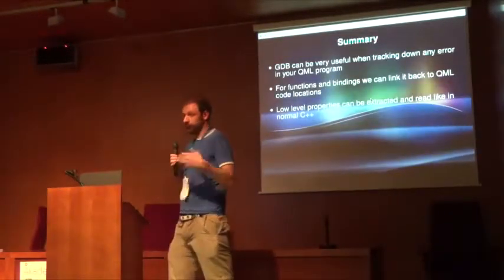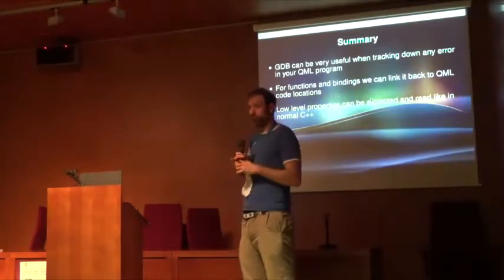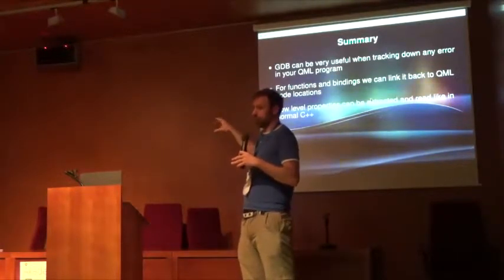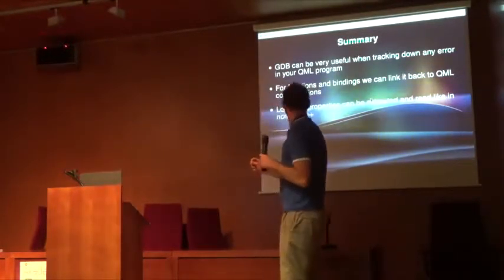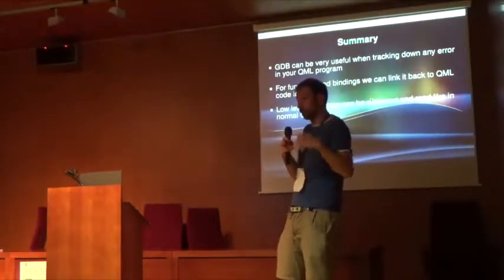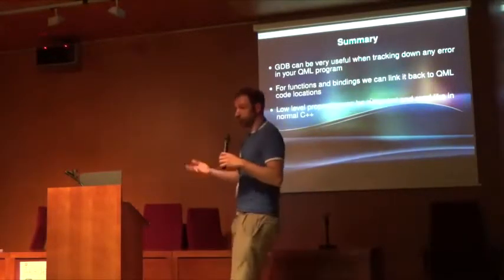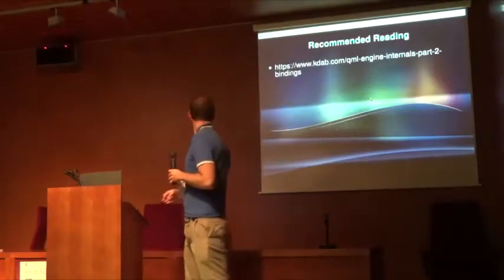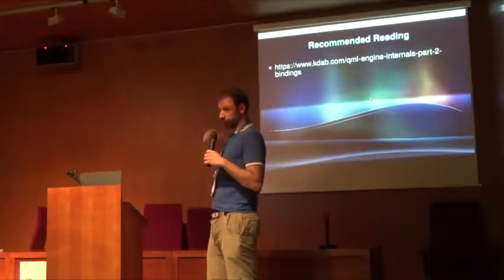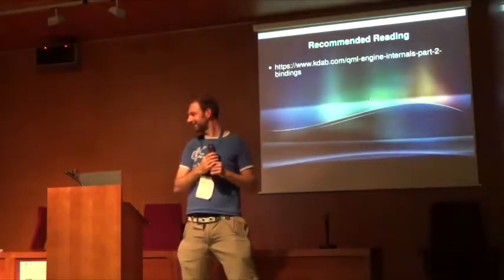So the summary is that GDB is useful, and even where you just have a huge chunk of unreadable JavaScript and QQml, blah blah blah, you can extract information. For functions and bindings, we can get the source of the QML. For everything else, it's a lot harder because it gets pre-compiled and that information is lost. And even properties can be fetched. And I recommend reading this KDAB blog post that talks a bit about how bindings work. And I'm done.